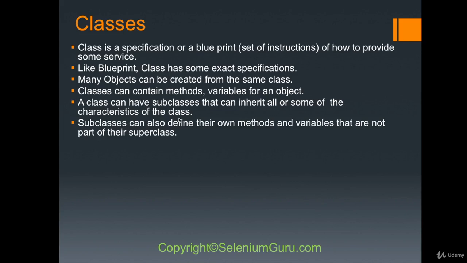Also, a class can have subclasses that inherit some of the characteristics of the class. Let's say you have a class, which is called a parent class. Then you can have other classes that inherit that class. The classes that inherit the parent class are called child classes or subclasses. And subclasses can also define their own methods and variables that are not part of their superclass.